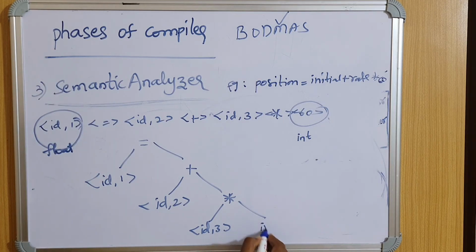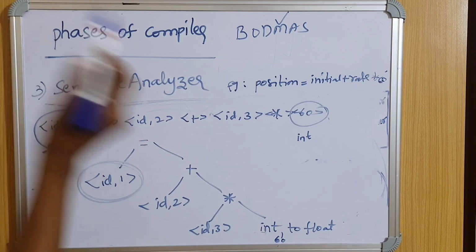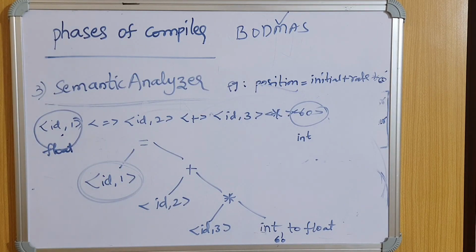So into float of 60: the integer value will be converted into float. The float multiplied gives a float value, float plus this value is added as float. Again this value will be stored in identifier 1, that is position. Clear? So the lexical analyzer will generate the tokens, the syntax analyzer will parse the tree, and the semantic analyzer will check whether the constructed syntax tree is correct or not. Okay, thank you.